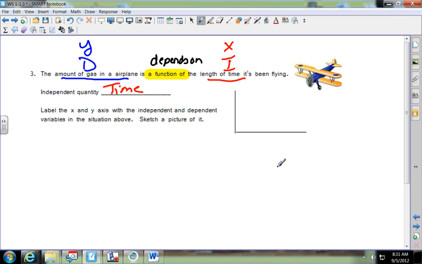So the independent is going to be the time, because that's the X axis. The dependent is going to be the amount of gas, because that's the end result, that's the Y. So to sketch it, at time 0 before you fly, you have a lot of gas in the plane. The longer you fly, the less gas is in the plane. This is going to be a decreasing line. It's going to be going down because the longer you fly, the less gas you have.